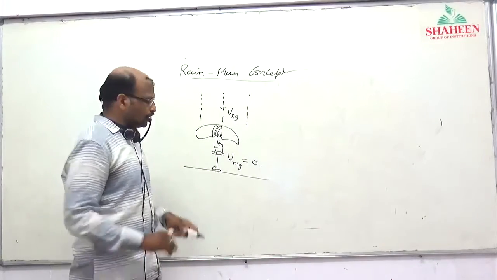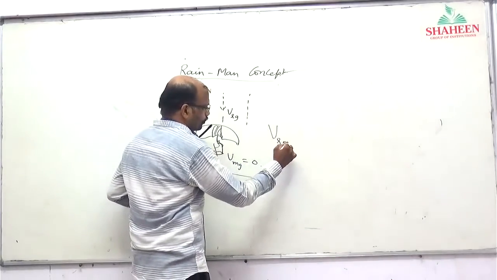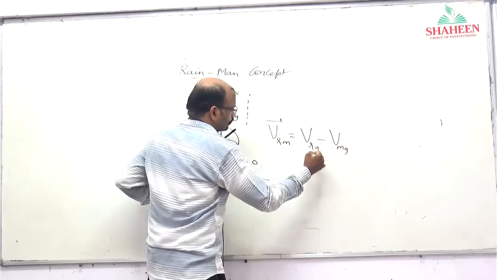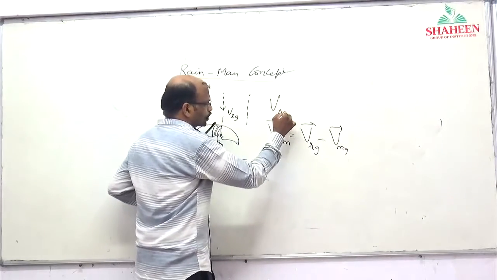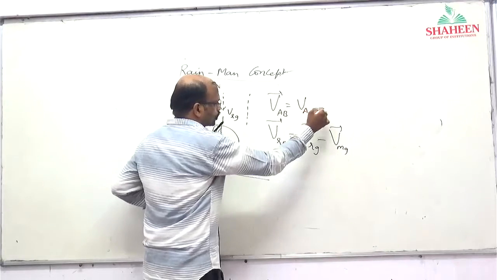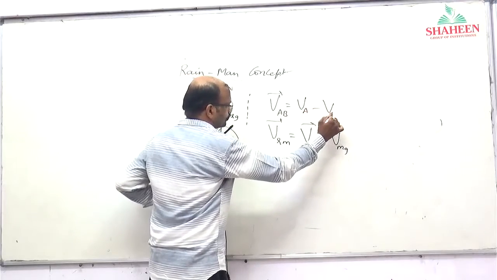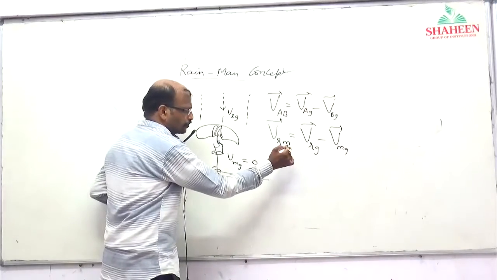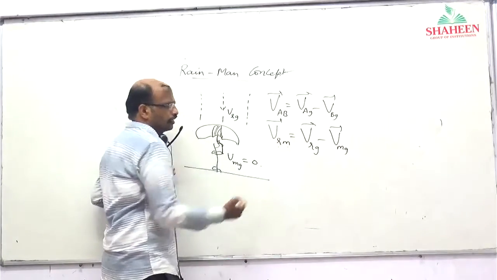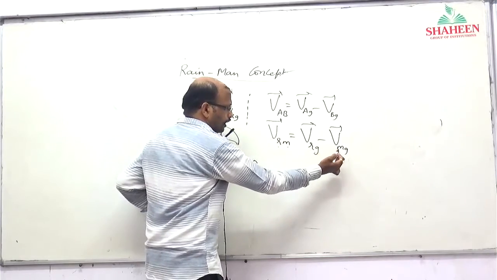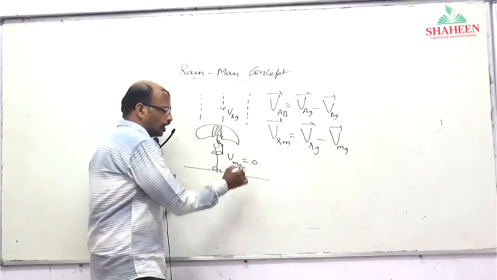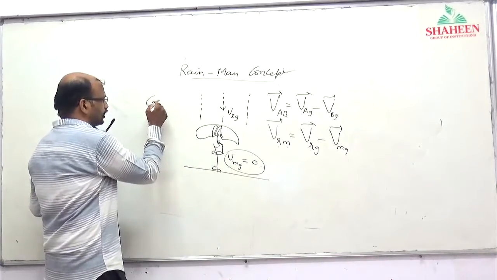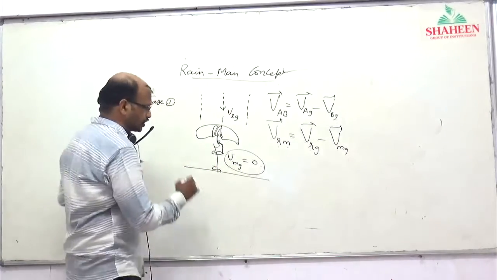Is it clear? The velocity of rain with respect to man will be what? Vr minus Vm. Straight away I'm writing, because velocity of A with respect to B is what? Velocity of A minus velocity of B, with respect to ground. Is it clear? So velocity of rain with respect to man is velocity of rain with respect to ground minus velocity of man with respect to ground. So here velocity of man is 0. Why? Because man is standing still. That is the first case I'm discussing here.